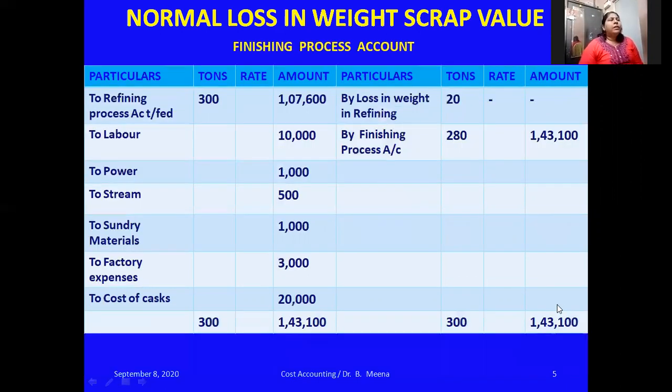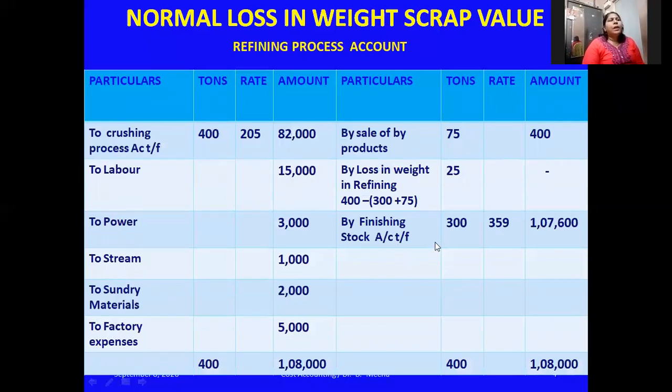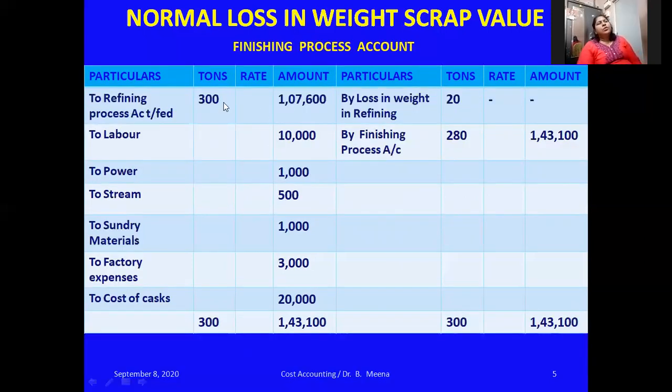Then we'll move on to the final process, that is the finishing process. I told you, whatever input and output I get for the previous process, 300 and 1,07,600, I will transfer to the next process as the input. As usual, I will debit all the expenses. Then I'll close the debit side, tons column and amount column. In this process, we don't have any income, so straight away we can find out the loss in weight. How to find out the loss in weight? 300 is the input I gave, minus 280 is the output given as per the problem.